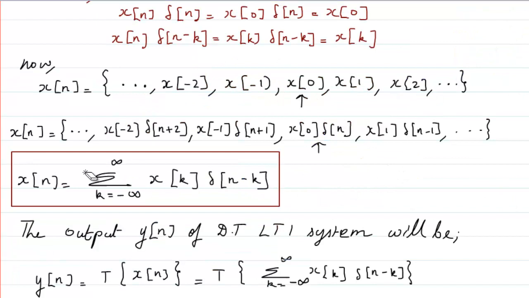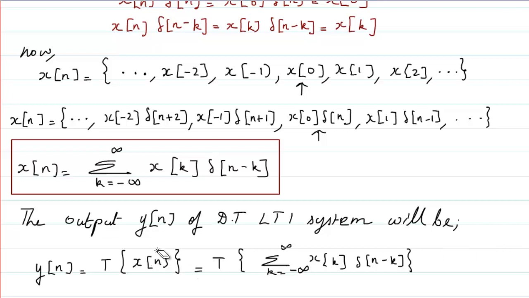So now if this is x of n and I want to find out the output y of n of a discrete time LTI system, then I know that y of n will be the transformation of x of n, where x of n is this equation, so I write that equation in its place. Now what I want you to remember, what I want you to look at here is, x of n is a signal which is dependent on n, and the transformation is happening of x of n, where x is also dependent on n, correct?